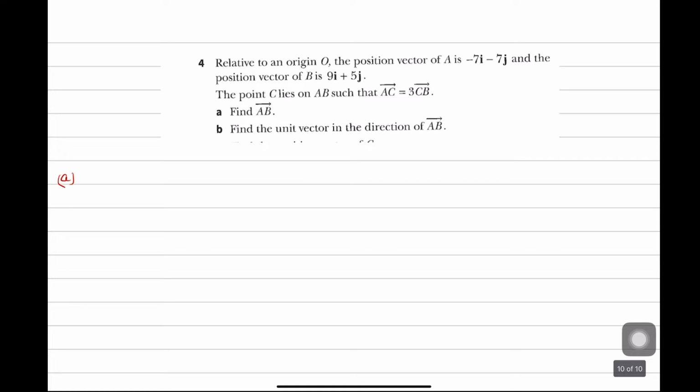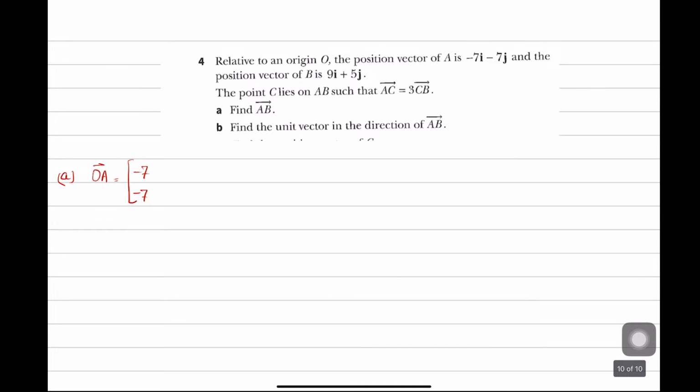So here it says relative to an origin O, the position vector of A is minus 7, minus 7. Now if you want, just to make your life easy, and if you don't want to deal with i and j over and over again, you can write it like this for a while. But when you're giving the final answer, you can give it again in ij form. It's just that when we write it like this, our calculations become a whole lot easier.